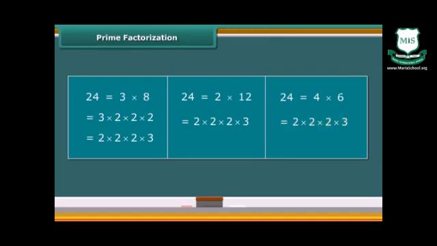Thus, in all the factorizations of 24, we ultimately arrive at the factorization 2 into 2 into 2 into 3. In this factorization, the factors involved, 2 and 3, are both prime numbers. Such a factorization of a number is called prime factorization.